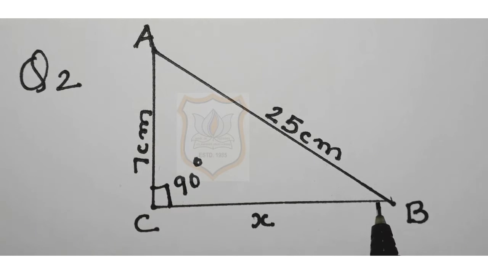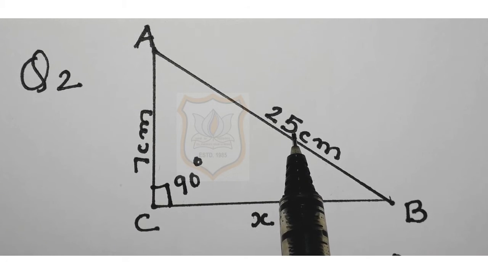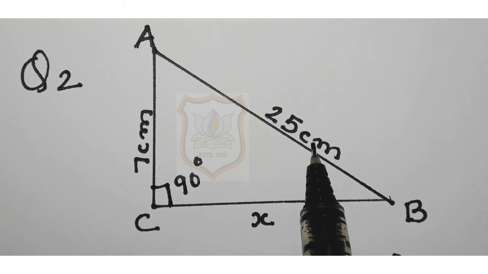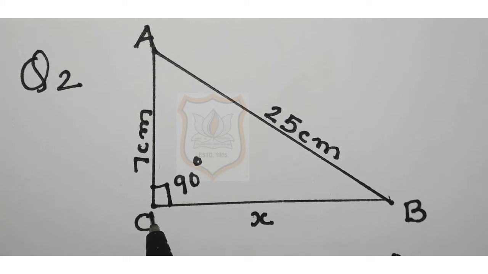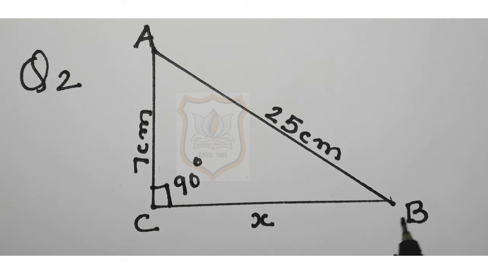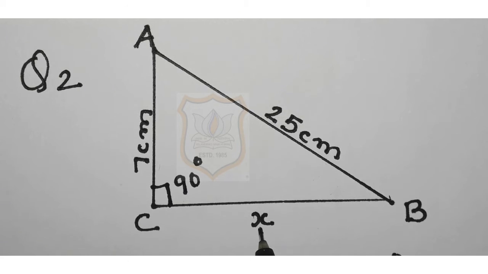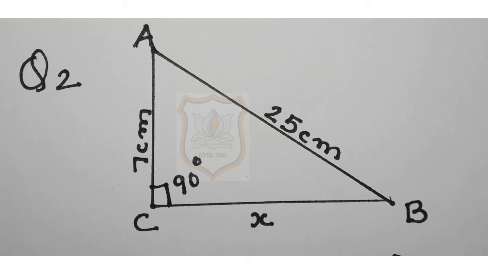AB is a hypotenuse and it is given 25 centimeter in the question. And AC is equal to 7 centimeter, that is also given in the question. Now you have to find out BC, this one, BC. I have put X as BC. The value of BC is equal to X. I have supposed it.